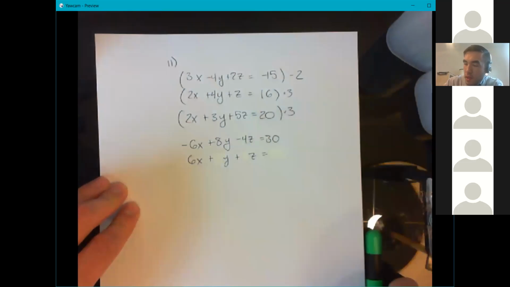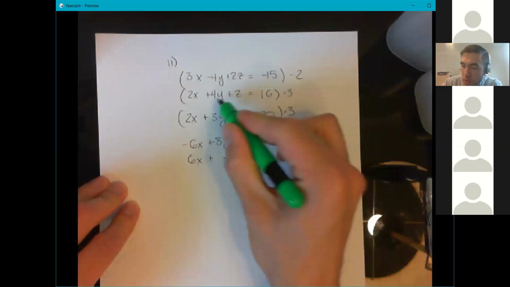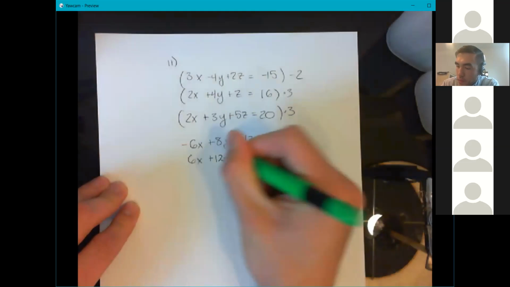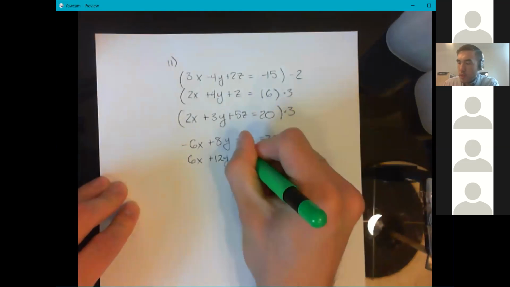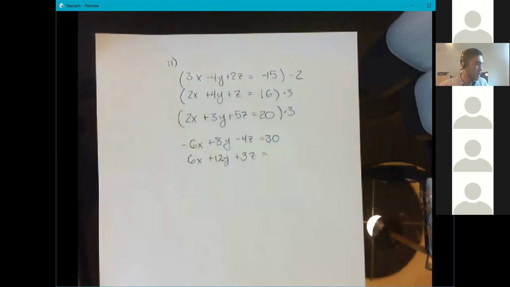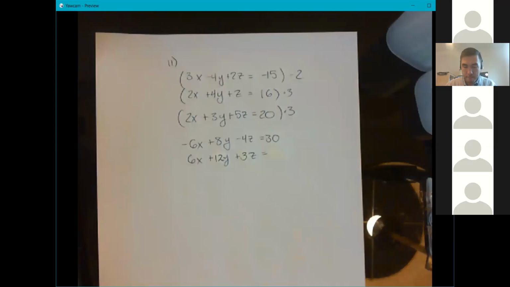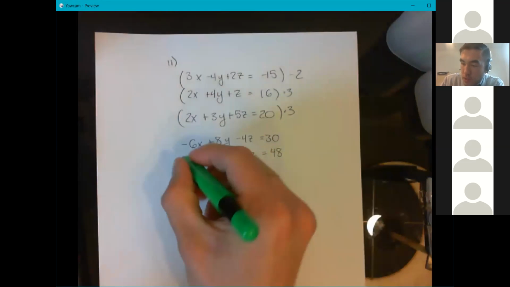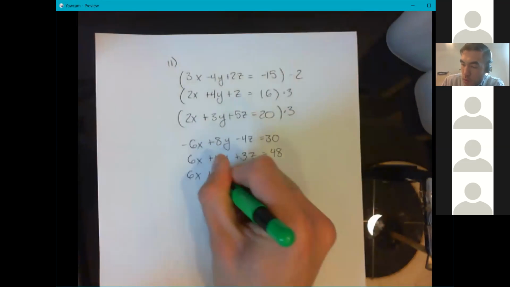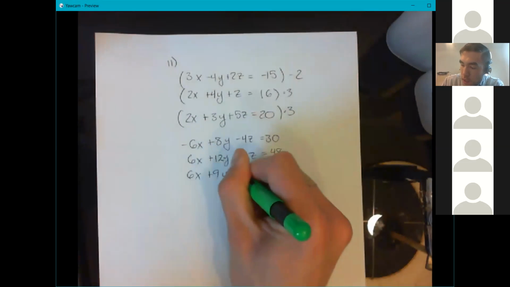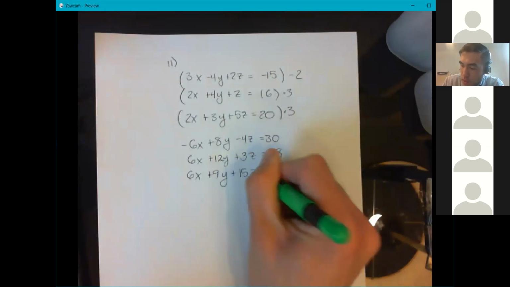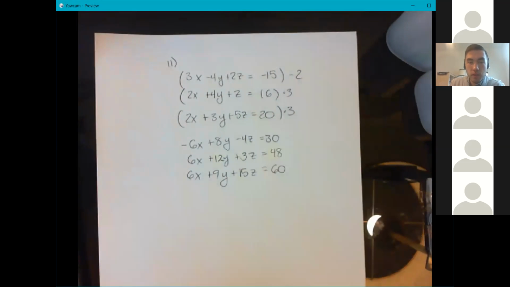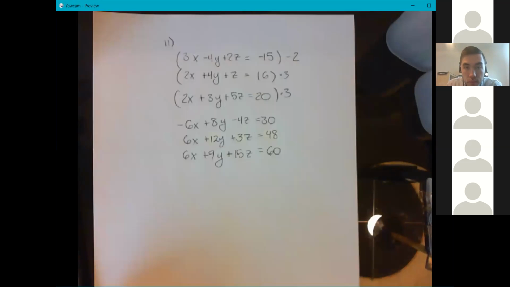That's not what I meant. Times 3, not times 2. So 12, 3, and then 3 times 16 is 48, right? Equals 48. And then we hit 3 into the bottom equation, so that's going to give us 6x plus 9y plus 15z is equal to 60. Is that okay? Yeah? No?